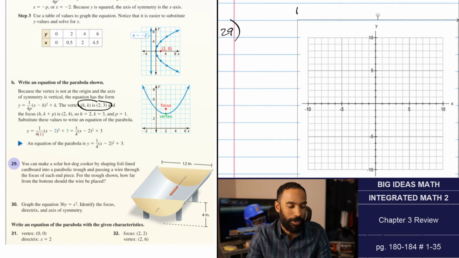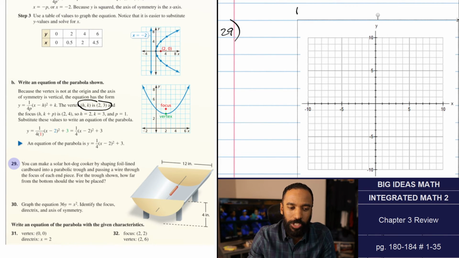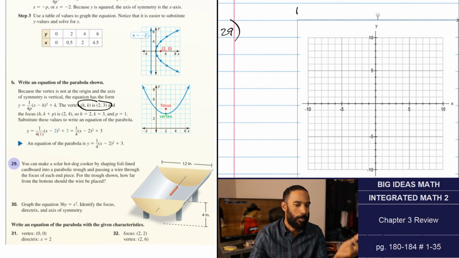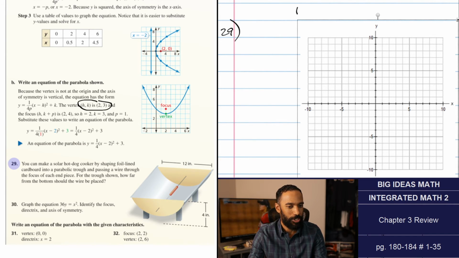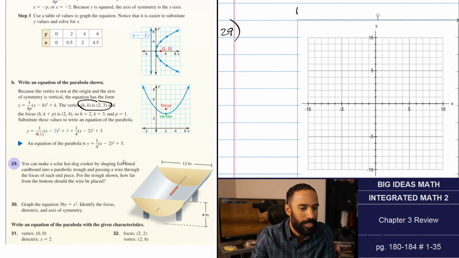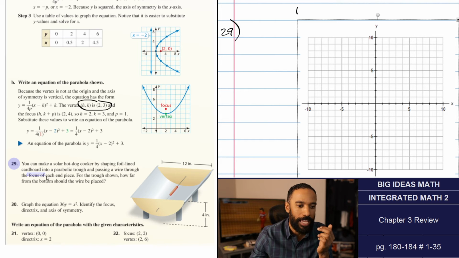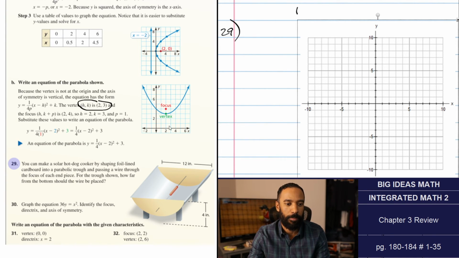I assume they mean that points to the focus. Let me read that again. You can make a solar hot dog cooker by shaping foil-lined cardboard into a parabolic trough. So here's the parabolic trough. I assume this is supposed to be, they're not coming out and saying it, but I guess that's supposed to be the focus. For the trough shown, how far from the bottom should the wire be placed? Never mind, maybe the hot dog thing has nothing to do with it. Cardboard into parabolic trough, passing a wire through the focus. Oh, through the focus. I totally didn't read that. Okay, got it. How far from the bottom should the wire be? Okay, so let's just do stuff with this.